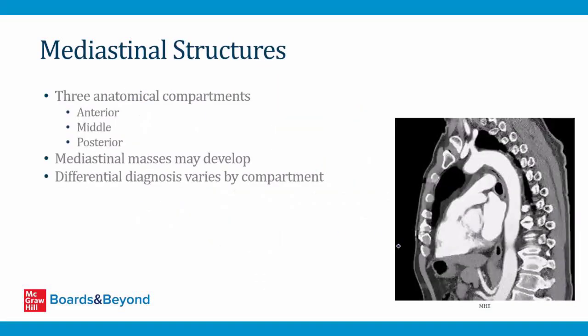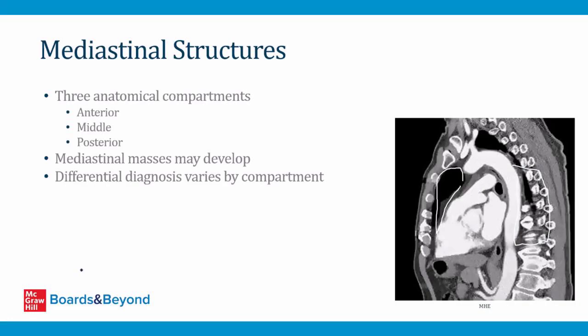You can break down the structures in the mediastinum as fitting into one of three compartments. So if you look at this picture on the slide here, this small compartment here in front of the heart is called the anterior mediastinum. Then you find the heart and the great vessels in the middle mediastinum, and then the posterior mediastinum is where you can find the spinal cord and lots of nerves.